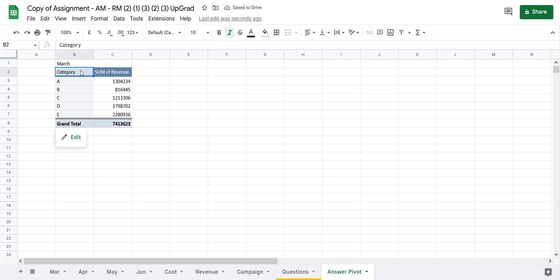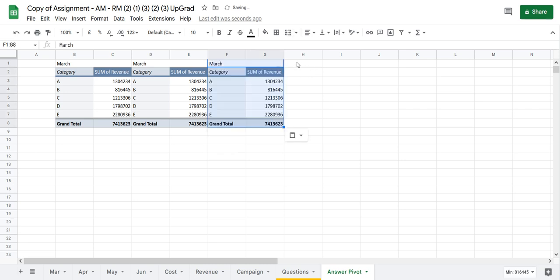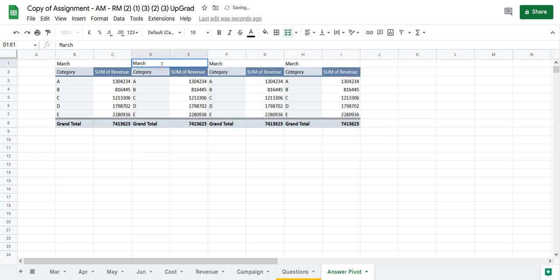Similarly, we have to create a pivot for April. So I'll just copy this and paste it. This is for April, this is for May, and this is for June. I'll just change the name of the month.